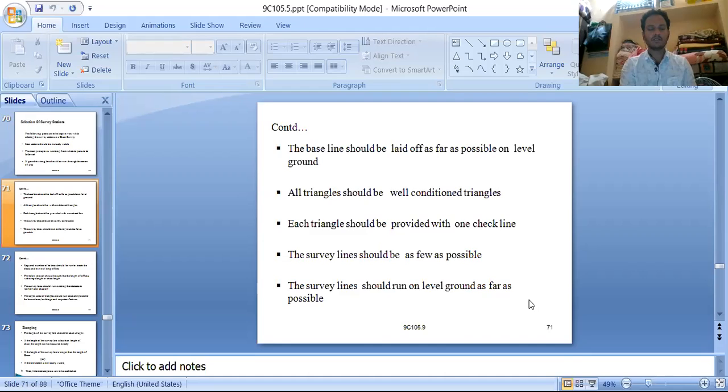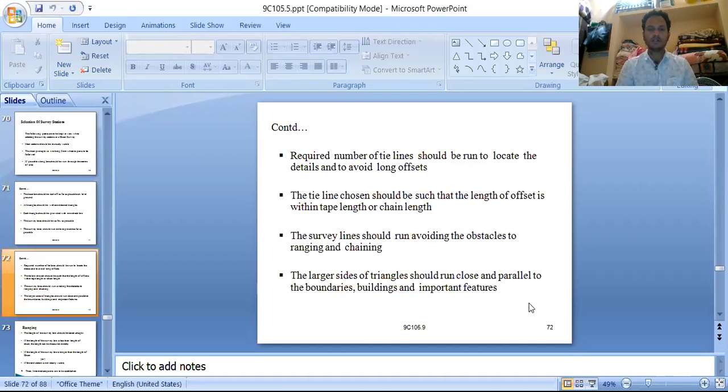We have already discussed the meaning of a well conditioned triangle, which is having all the angles between 30 degrees and 120 degrees. Each triangle should be provided with one check line. The survey lines should be as few as possible. The survey line should run on level ground as far as possible.